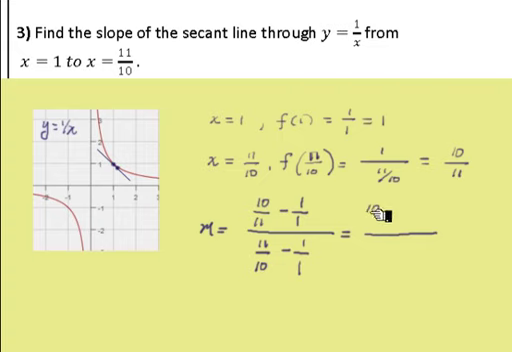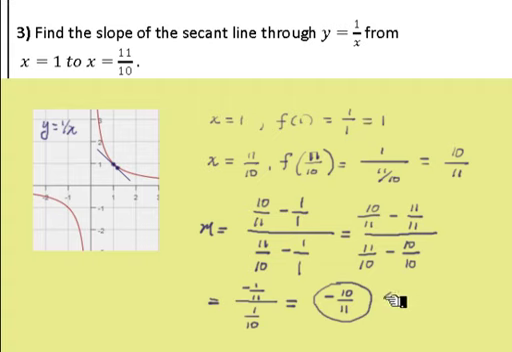So in the numerator we have 10 over 11 minus 1, which is the same as 11 over 11. And in the denominator we have 11 over 10, common denominator of 10. So this term will represent 1 as 10 over 10. Subtract the numerator and we get minus 1 over 11. Subtract in the denominator and we get 1 over 10. All right, this fraction simplifies to minus 10 over 11.